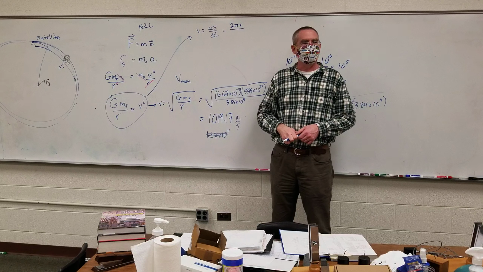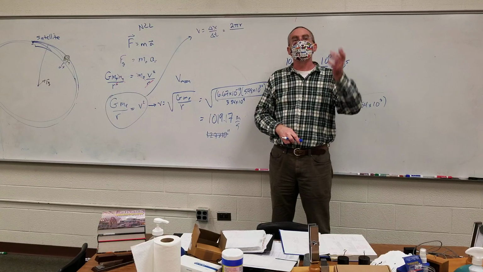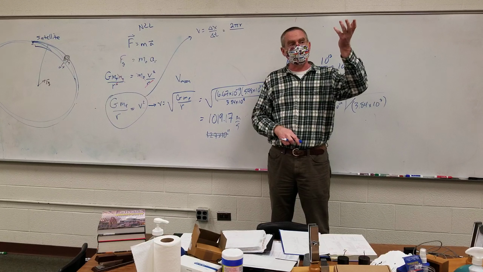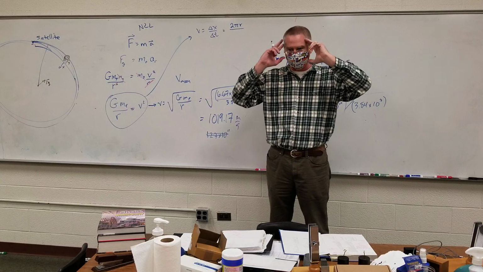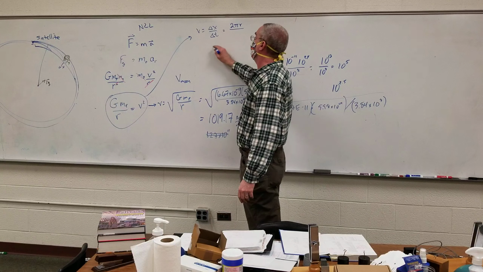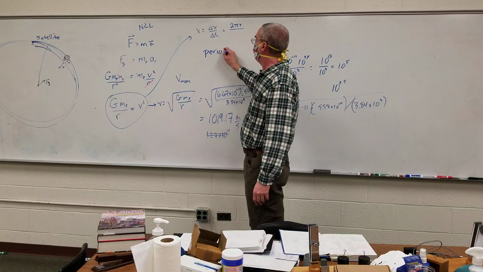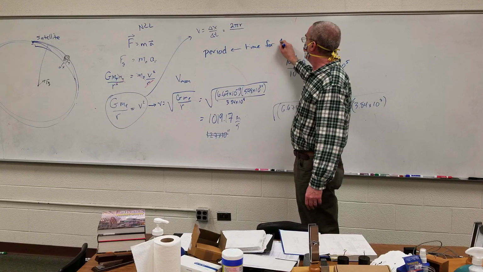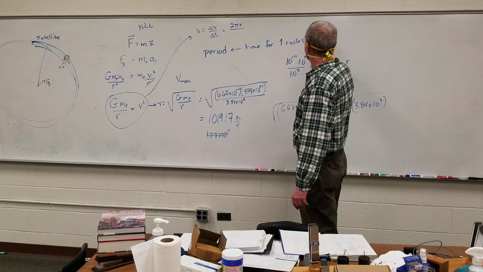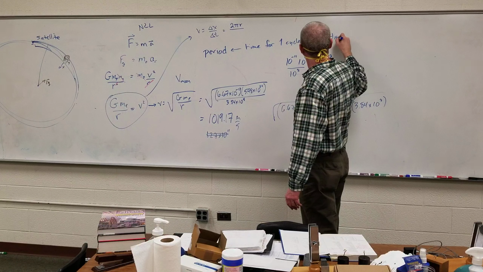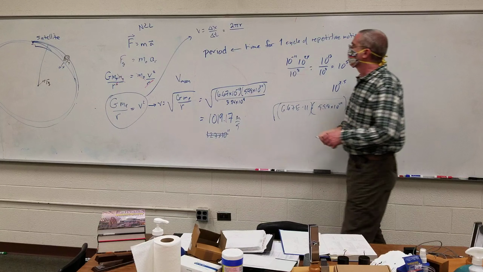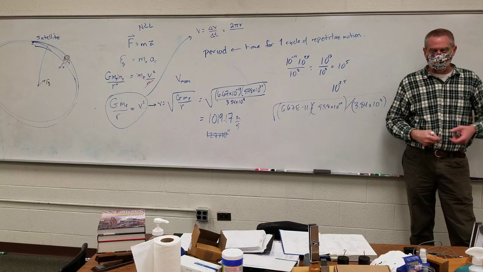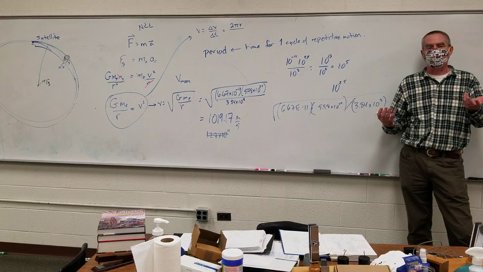Are you looking for a number? I'm looking for the word. Clockwise? Not clockwise or counterclockwise, I'm looking for, I guess I haven't done this word before. Yeah, I don't know. Period. Time for one cycle of repetitive motion. So if we're talking about the Earth going around the sun, what is the period for the Earth around the sun? Now I'm looking for a number.